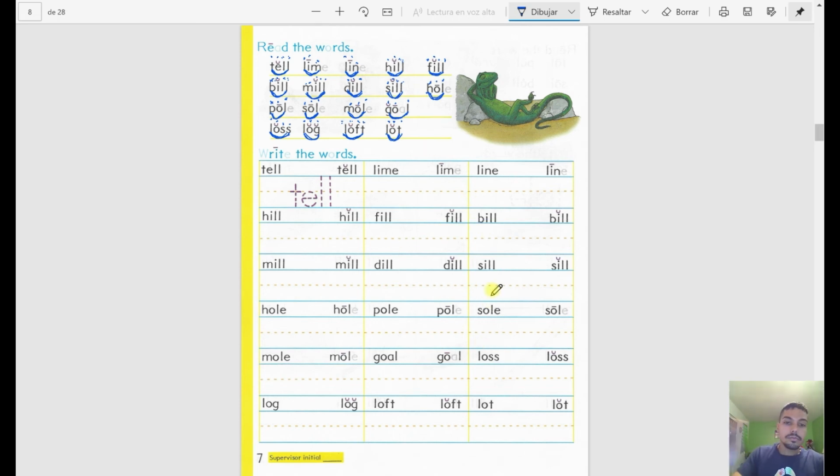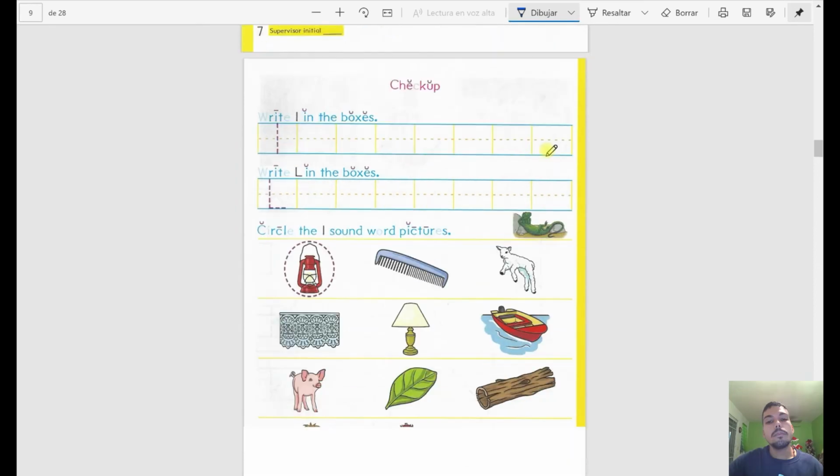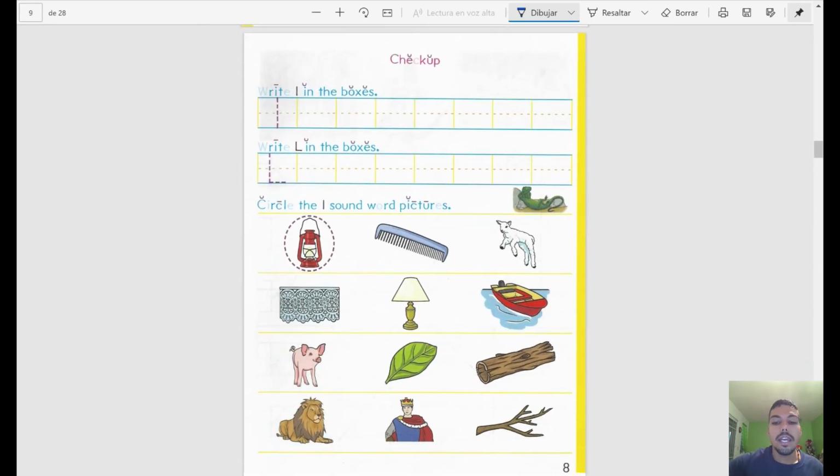Now that we finished reading them all, we have to do the next part. And in here we have the instructions that say, write the words. We have to write the words that we had read here, ¿verdad? Aquí. Tenemos que escribirla. The first one we have to trace it. La primera tenemos que trazarla, que es tell. And then the next one, line. Just one, solo una vez, line. You keep going, okay? When you finish writing them all, you finish with page number 7, and we can go to page number 8, right?